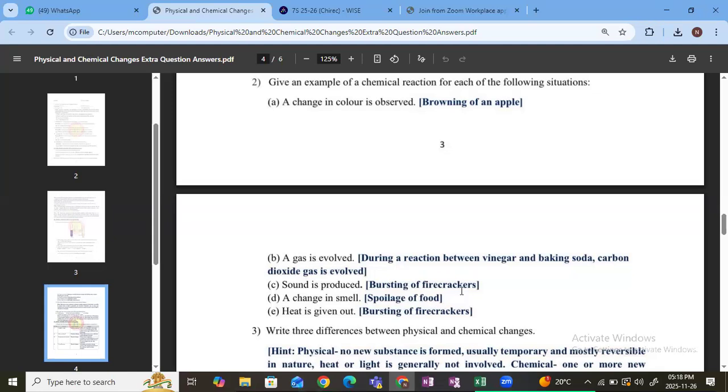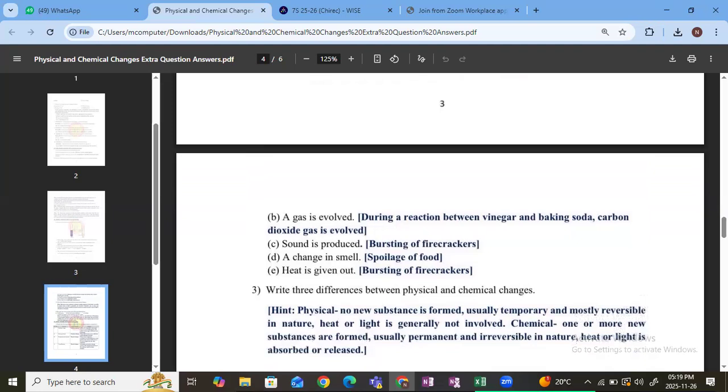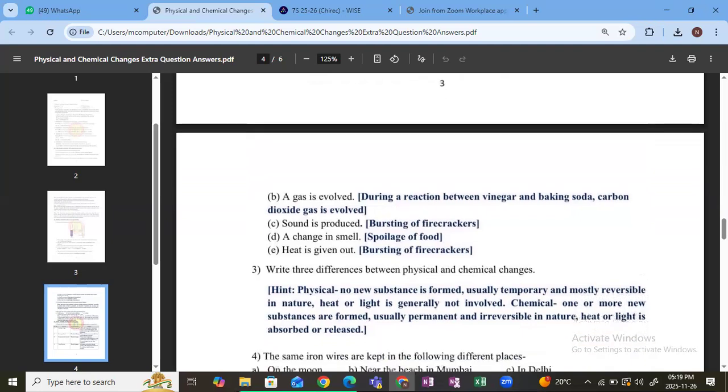Change in smell: ma'am, you can say rotting of food, or ripening of fruits. Heat is given out: burning of paper. Write any three differences between physical and chemical changes that we have earlier discussed in the class when we started this chapter, right? You can read this one also.